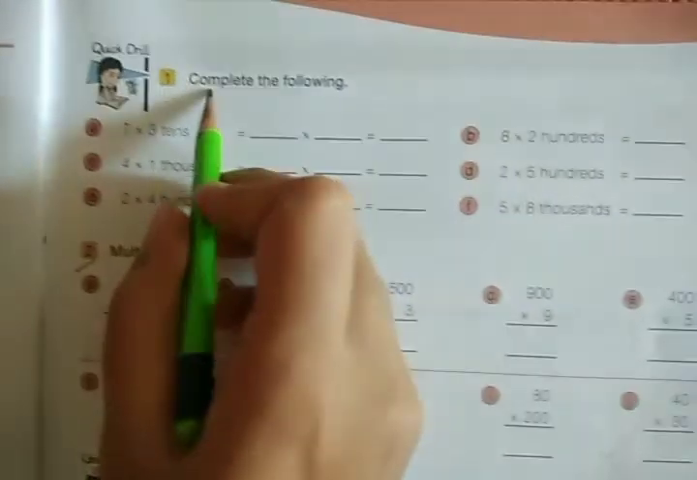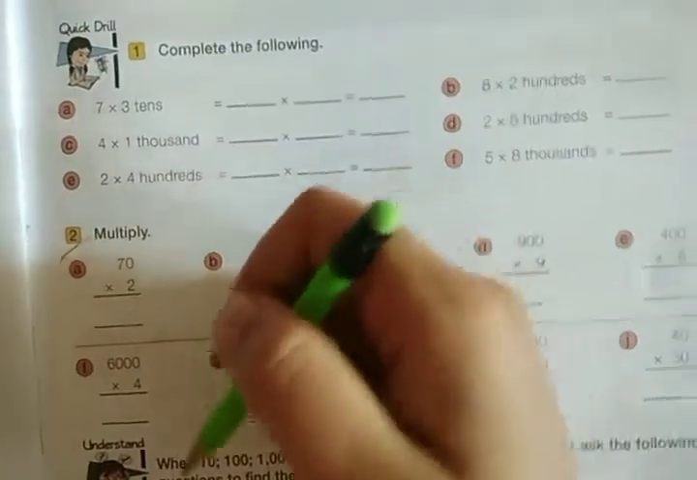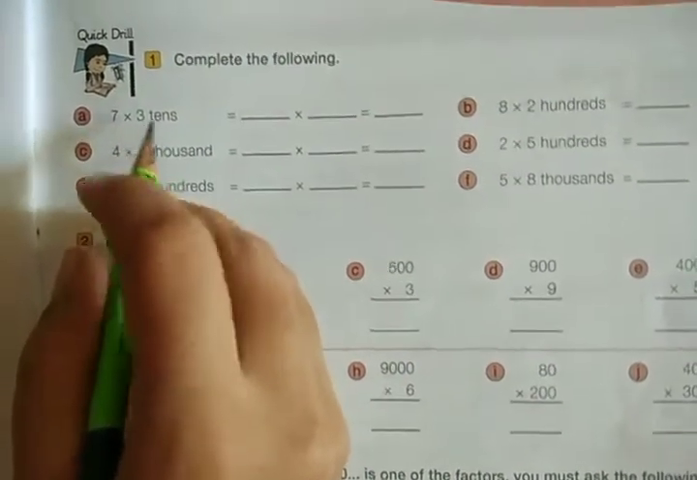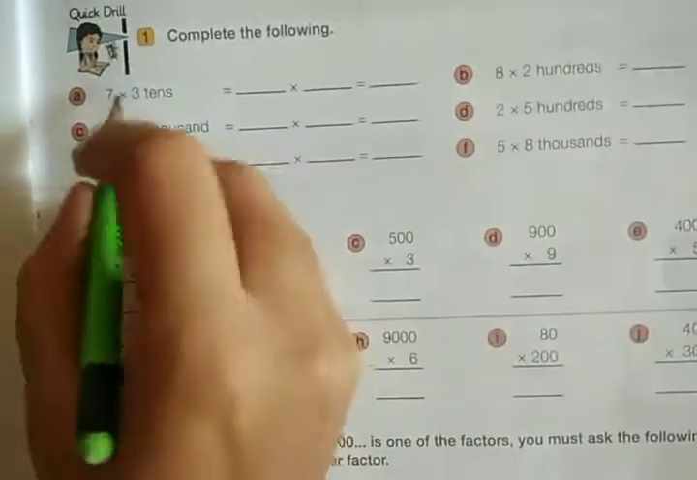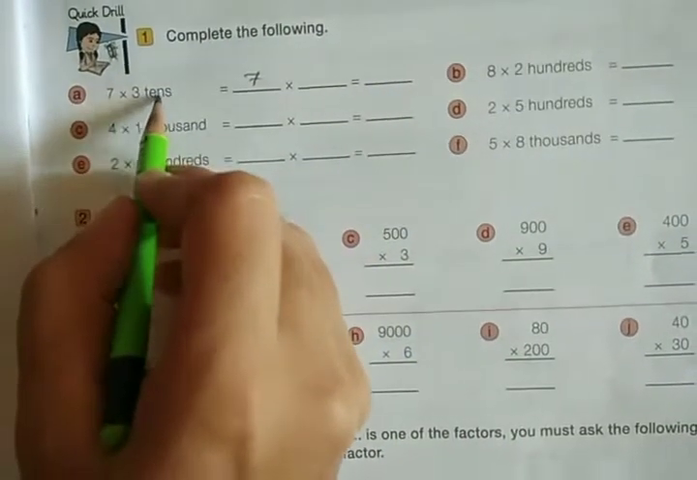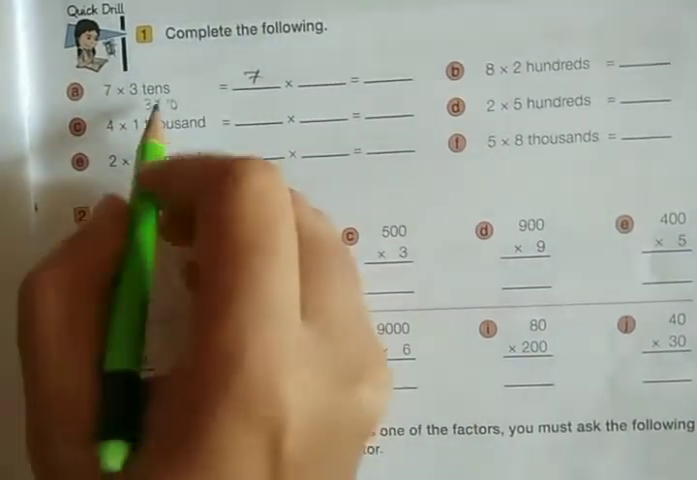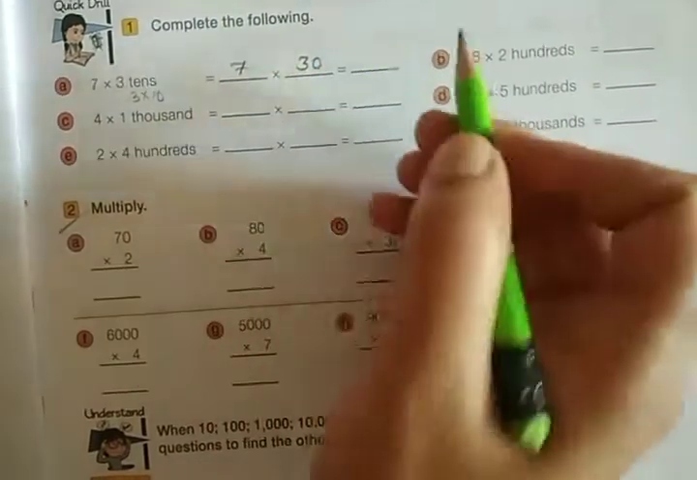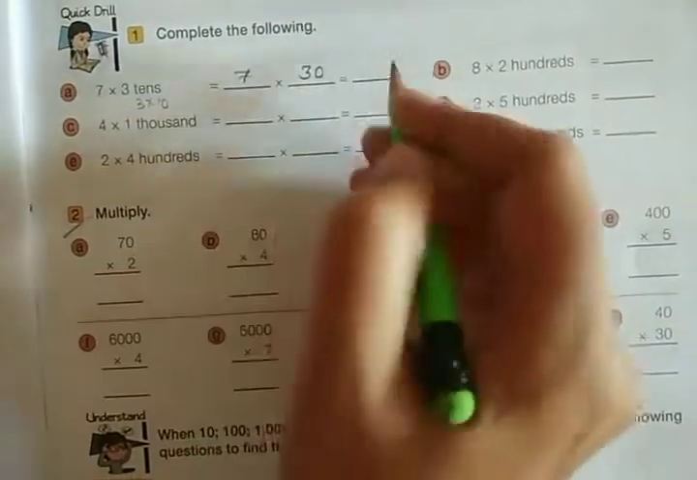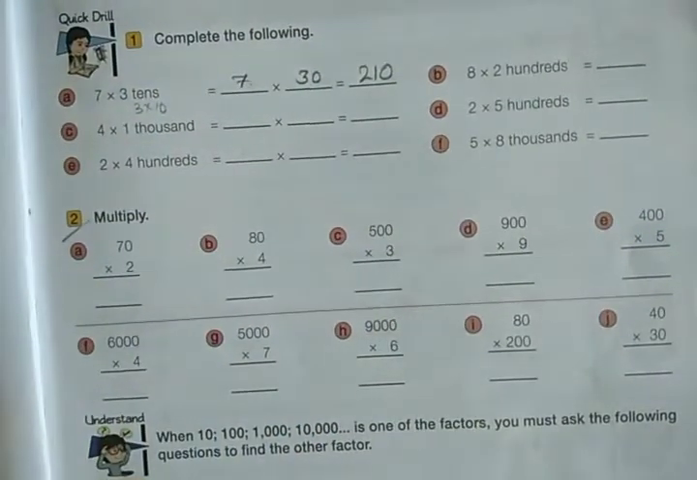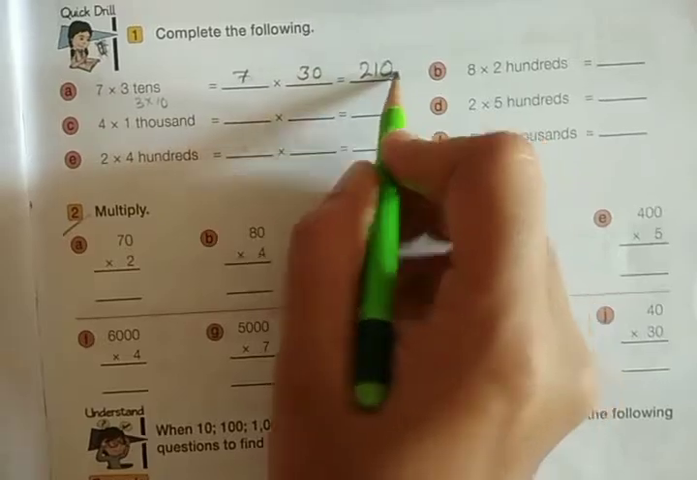See the next exercise, page number 37. The first exercise we will solve and the remaining we'll see in the next video. Complete the following. Here also same thing. They have given, see here A1, 7 multiplied by 3 tens. 7 keep as it is, and 3 tens means 3 into 10. 3 tens are 30. Yes. Now multiply the numbers and keep the 0 after the answer. 7 3s are 21. Here no 0 and here only 1 zero is there. Keep this 0 after the answer. So 7 30s are 210.